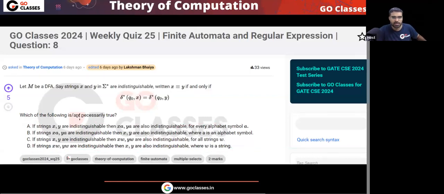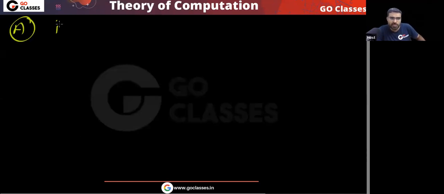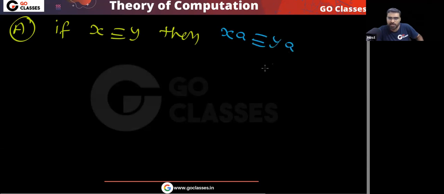Okay, so let's analyze. So tell me, the first option is saying what is necessarily true? The first option is saying if x comma y are equivalent, then xa, ya are also equivalent for every alphabet symbol a. Is this true? Tell me. This is saying that if x is equivalent to y, then xa will be equivalent to ya for every a belonging to sigma, for every alphabet symbol.